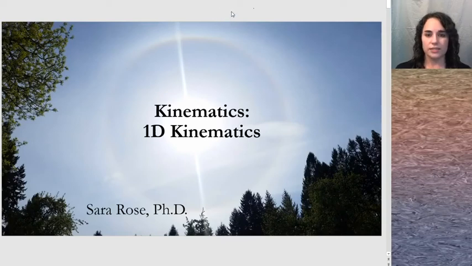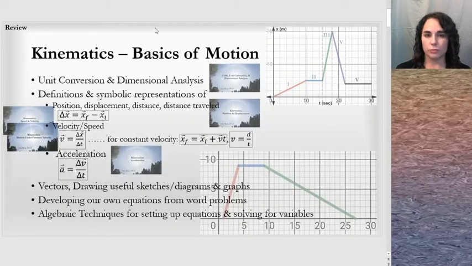This is a lesson in 1D kinematics in the kinematics unit. Up until this point, we've covered some pretty important information that has built up to this lesson. We went over unit conversion and dimensional analysis in the primer video. We went over definitions and symbolic representations of position, displacement, and distance concepts in the position and displacement lesson. We went over velocity and speed.